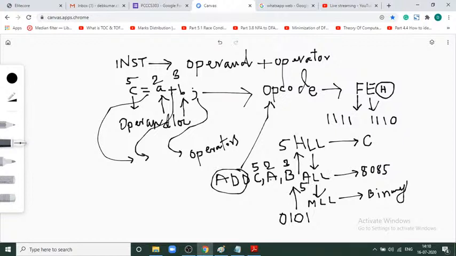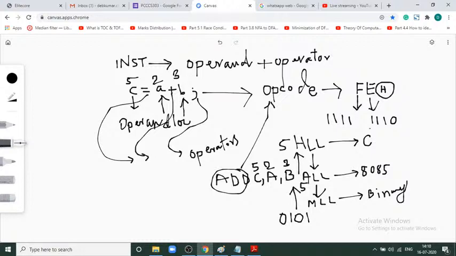Say add C comma A comma B. What does it mean? That means the value of B, which is 3, and the value of A, which I assume is 2, are added together, and the result is 5, which is stored in C. Now, to represent any kind of instruction in assembly level language, we need some opcode. For example, add is the instruction presented in this assembly level language. We assume that the opcode of add is FE, which is written in hexadecimal, that is why I have written H for that.